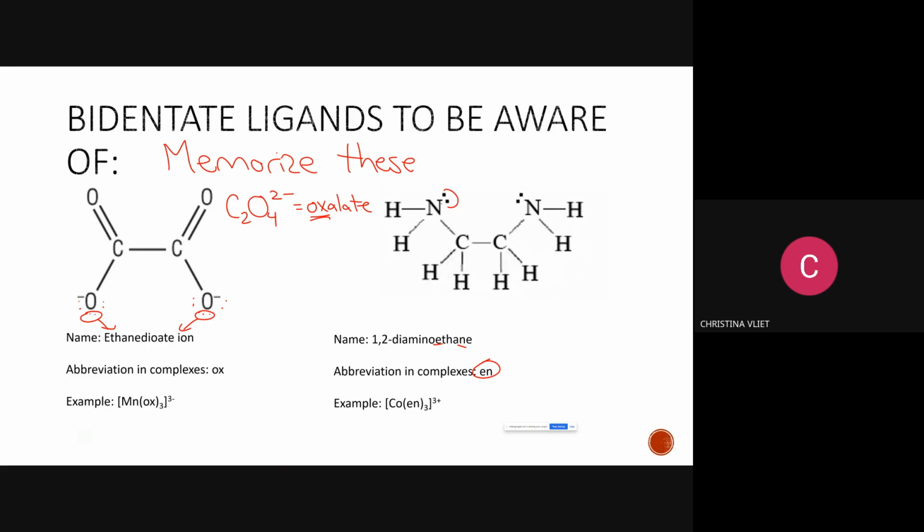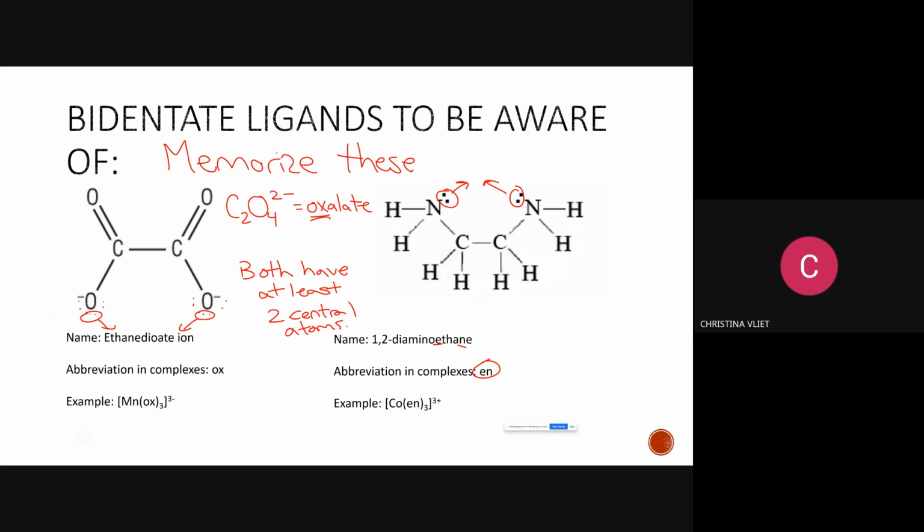And so the 2 donations going to the central metal ion are coming from the 2 nitrogen groups. Notice that to be bidentate, you have to have a larger molecule. It has to have at least 2 donor atoms. Notice that both have at least 2. Whereas monodentate ligands have just one donor atom typically. They're small molecules, just a couple of atoms.